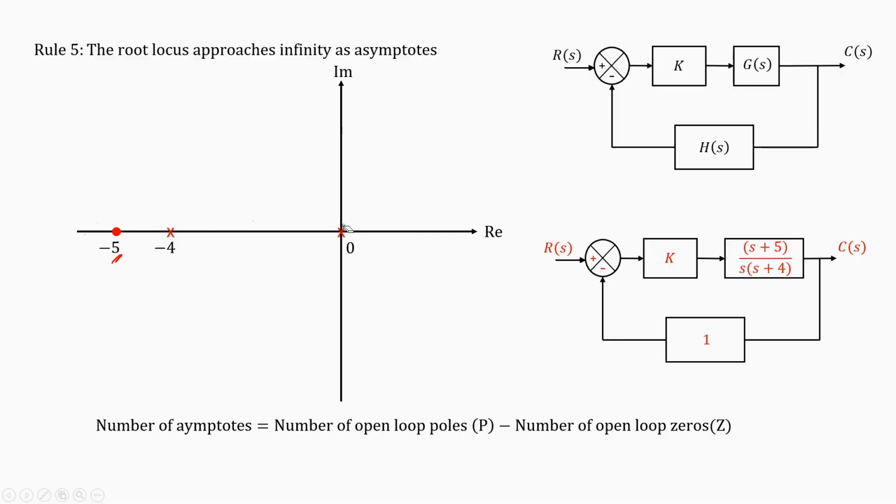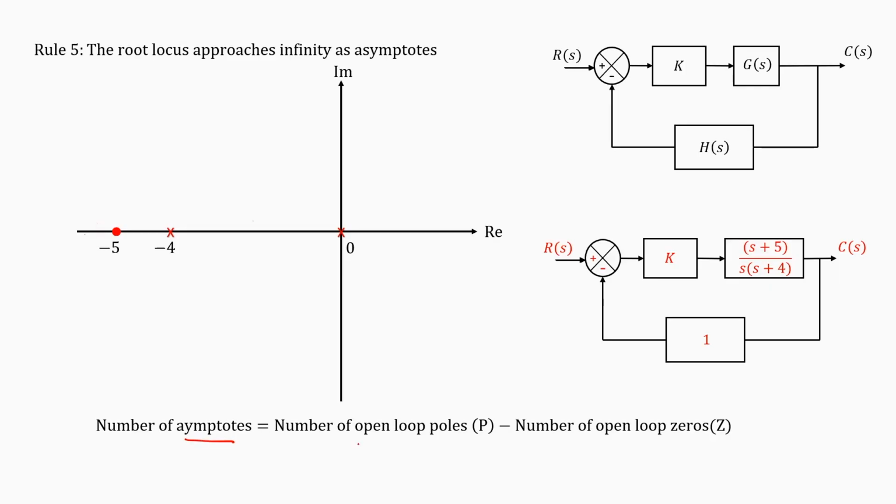Okay, that is what asymptotes are. So, in this case, how many asymptotes will we have? Because we have two branches that will start, one of them will end at -5, the other must go to infinity. So, there is only one line that will go to infinity. So, the number of asymptotes will be the number of open loop poles minus the number of open loop zeros. Okay, fine. So, in this case the number of asymptotes is 1, because, as we have just now argued, one of the branches will go to infinity.